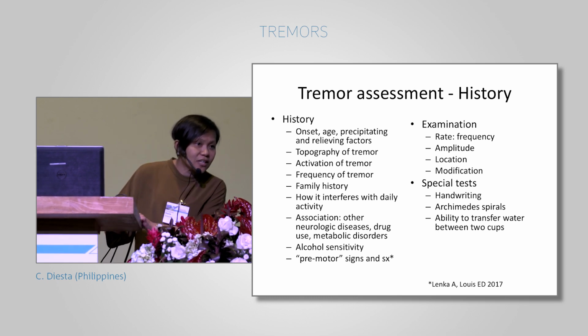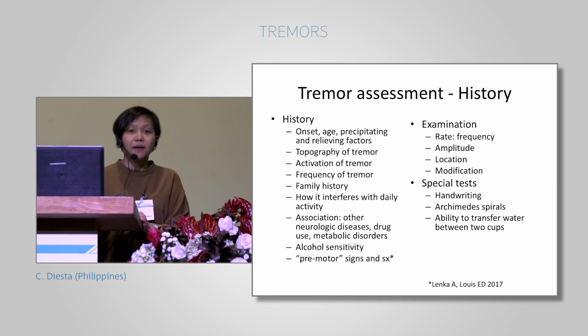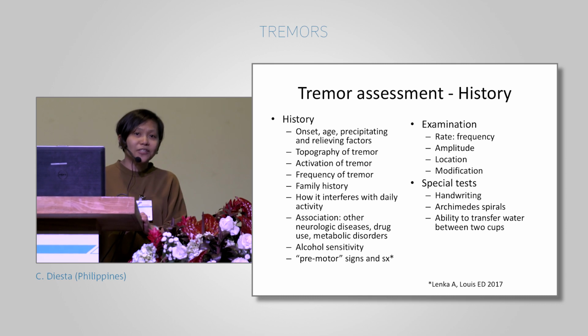Oftentimes, the patients come to our clinics because these tremors interfere or make it socially embarrassing for them to get out. So associated symptoms, make sure to get into other neurologic diseases, drug use, let them list down all the medications that they have used or are using at this particular time, metabolic disorders, thyroid, diabetes, alcohol sensitivity. 70 to 80% of essential tremors do respond to alcohol.